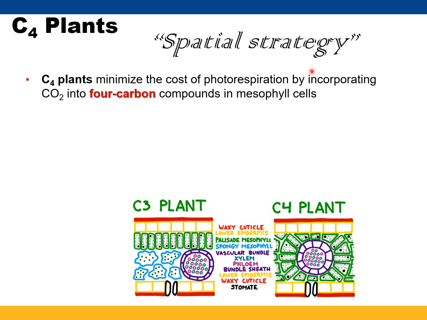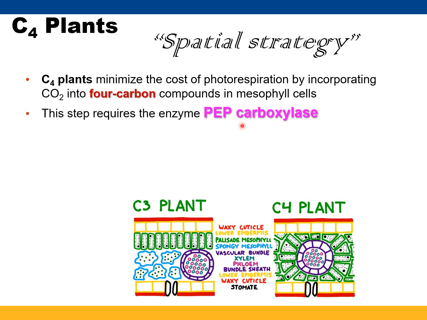But there's also a spatial aspect to this, and I'll explain that in just a second. We have to have a special enzyme here, and this is not found in C3 plants. It's called PEP carboxylase. Just recognize that as the enzyme that C4 needs.